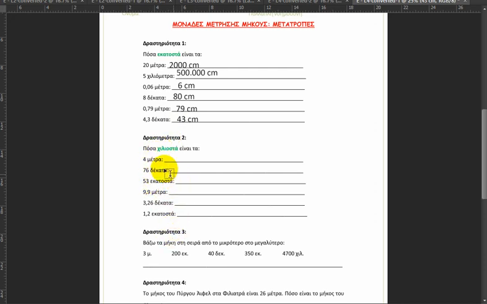Now we want to turn all of these into millimeters. Here I'll multiply by 1,000 because it's 3 steps down, so 4,000 millimeters. Then from decimeters to millimeters, that's 2 steps down, so 7,600 millimeters. Then that's 1 step down, so 530 millimeters. Then we're going 3 steps down, so we're multiplying by 1,000, making this 9,900 millimeters. Then we're going 2 steps down, so we're multiplying by 100, so we're getting 3,026 millimeters. And then we're going 1 step down, so 12 millimeters.